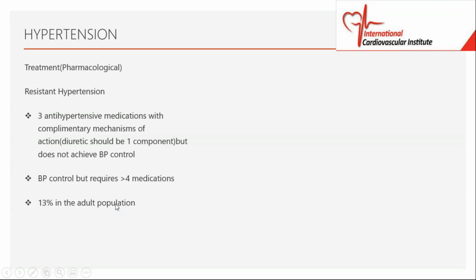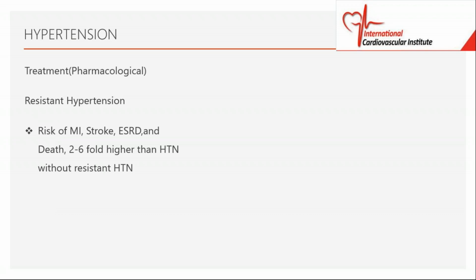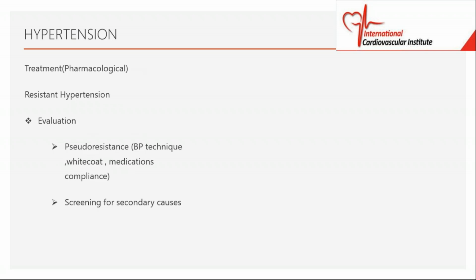And 13% of the hypertensive population have resistant hypertension. So what are some of the risk factors for resistant hypertension? Older patients, patients who are obese, chronic kidney disease, African Americans, and diabetics. When you have resistant hypertension, there is increased risk of heart attacks, strokes, end-stage renal disease, and death. So you have to be somewhat aggressive and make sure you treat these patients effectively.